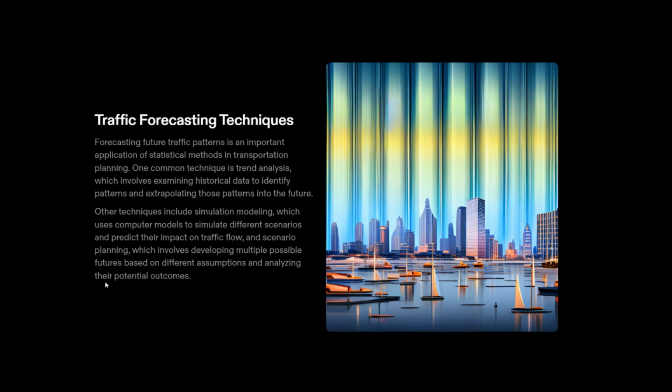Simulation models are used to simulate traffic flow on transportation networks. These models can be used to predict traffic volumes and identify bottlenecks and congestion points. Simulation models can also be used to evaluate the effectiveness of proposed transportation infrastructure improvements.